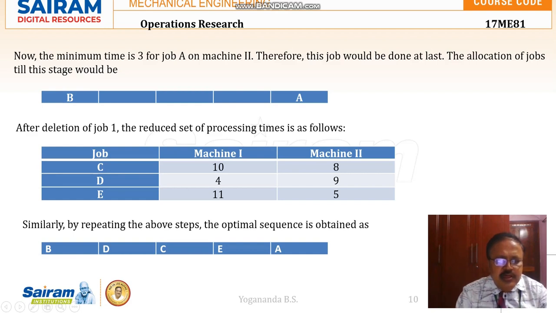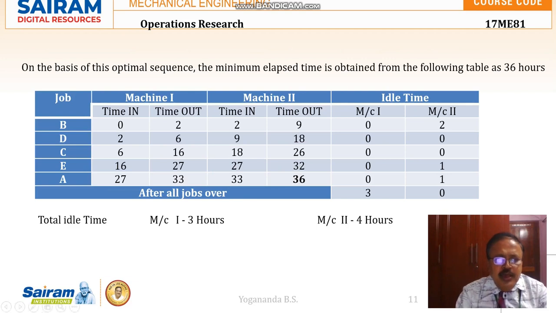So now the sequencing of jobs will be B, D, C, E and A. If we go in this sequencing, the activities will be completed in a minimum total elapsed time. On the basis of the optimal sequence, here the minimum elapsed time is found in the table as 36 hours.